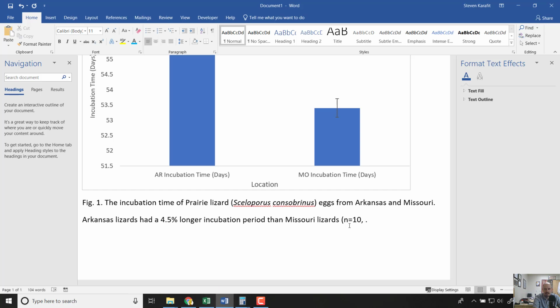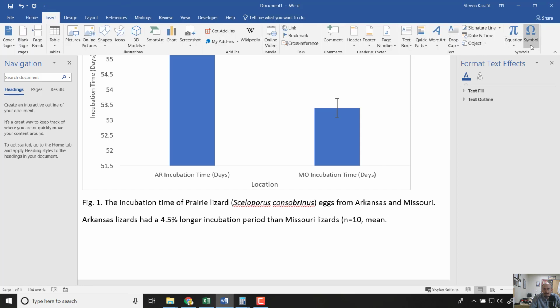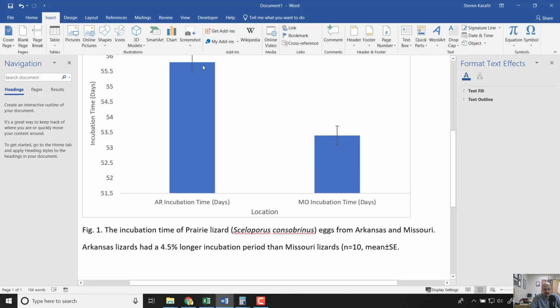Then I'm going to type in mean, the word mean. That tells the reader that these blue columns are averages or means. And I'm going to go to insert symbol, and find the one that looks like a plus-minus sign, one on top of the other. Mean plus and minus SE. That tells the reader that these error bars here and here are plus one standard error from the average and minus one standard error from the average. And one more comma, P equals.